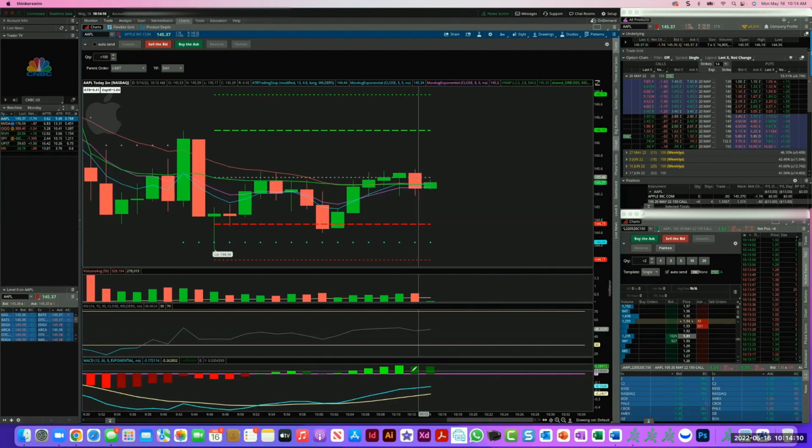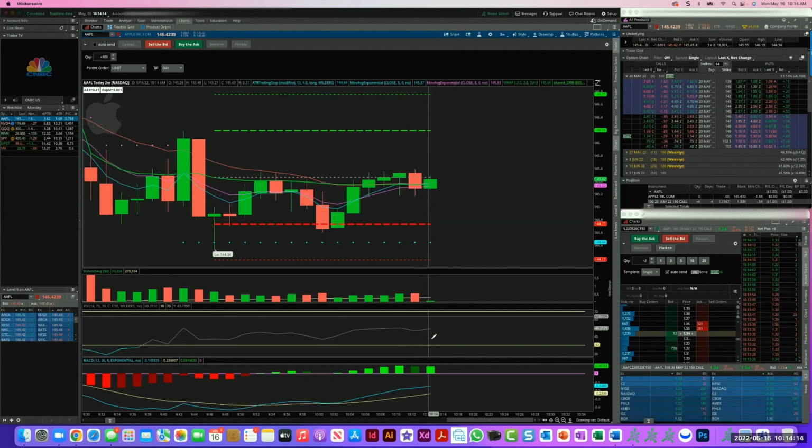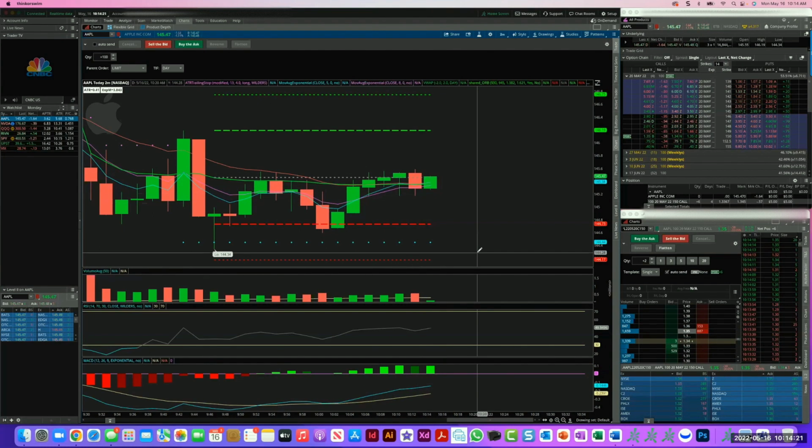We do see a darkening of the green on our MACD. So it looks like we still have some momentum to the upside. This is just a consolidation, and we're looking to break out of this consolidation.